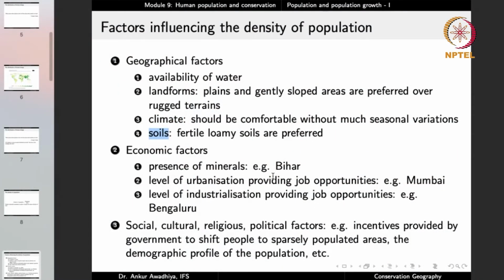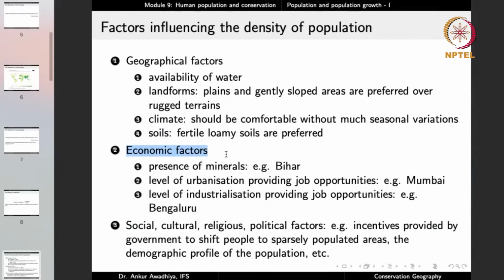Next, soils. Fertile, loamy soils are preferred over things like arid soils or saline soils that do not have large fertility. So, infertile soils are less preferred because it is difficult to do agriculture there. Agriculture becomes more expensive because you have to treat the soil. Whereas in those areas where we have fertile, loamy soils, agriculture is easy, agriculture is cheap, and we find a greater population density in those areas.